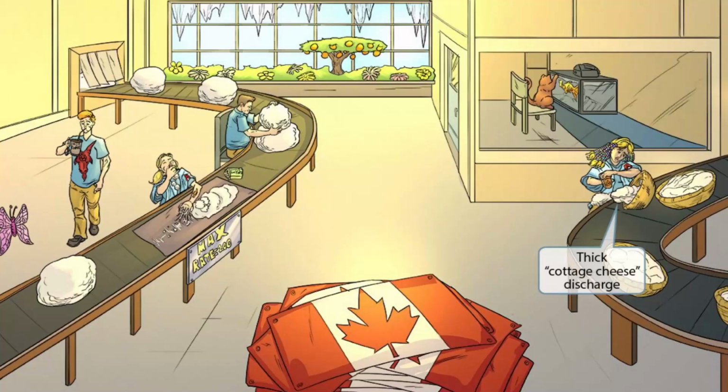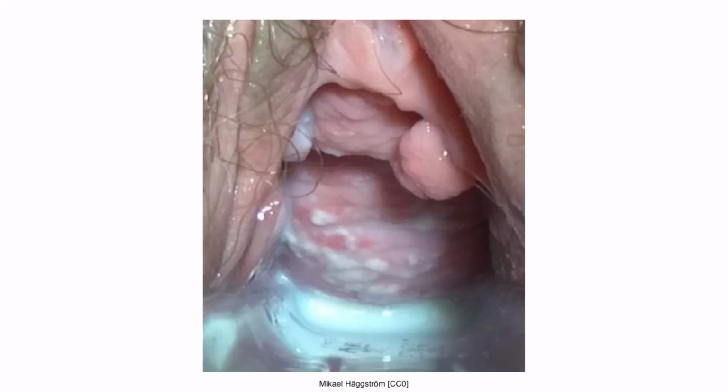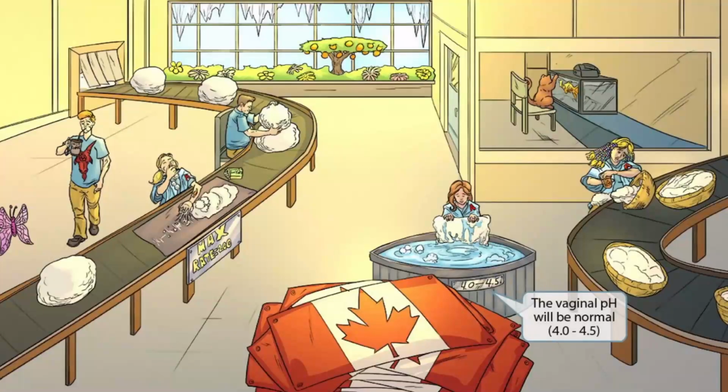Also, we've intentionally made the cotton look like thick clumps of cottage cheese to help you remember that the vaginal discharge caused by Candida is described as thick cottage cheese discharge. This is an image of a speculum exam showing a patient with vulvovaginitis caused by Candida. As you can see, there are thick white clumps on the anterior wall of the vagina right here, and this resembles cottage cheese.